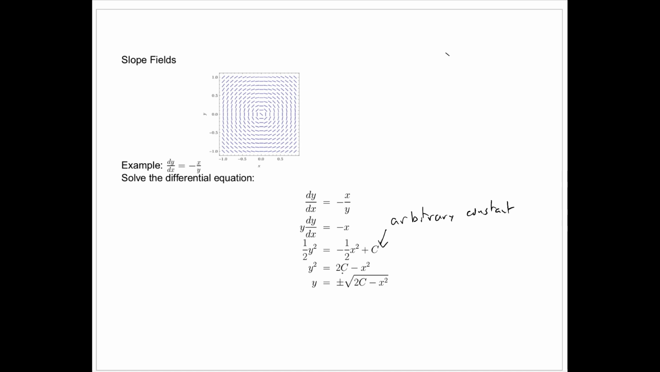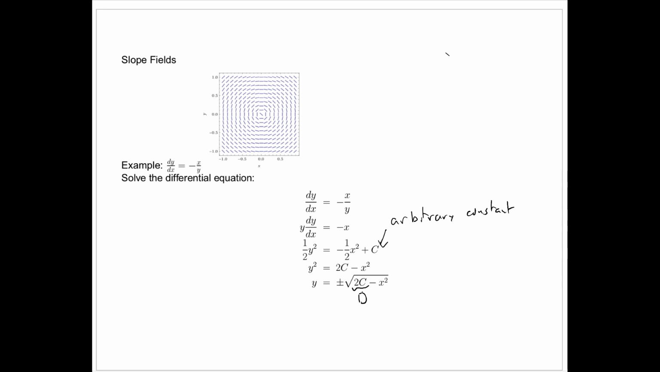Then if we just solve for y, notice here we'll get two solutions. y equals plus the square root of 2c minus x squared, and y equals minus the square root of 2c minus x squared. And this number 2c, since c is an arbitrary constant, we could call it d, a different arbitrary constant. So that can be any number here.